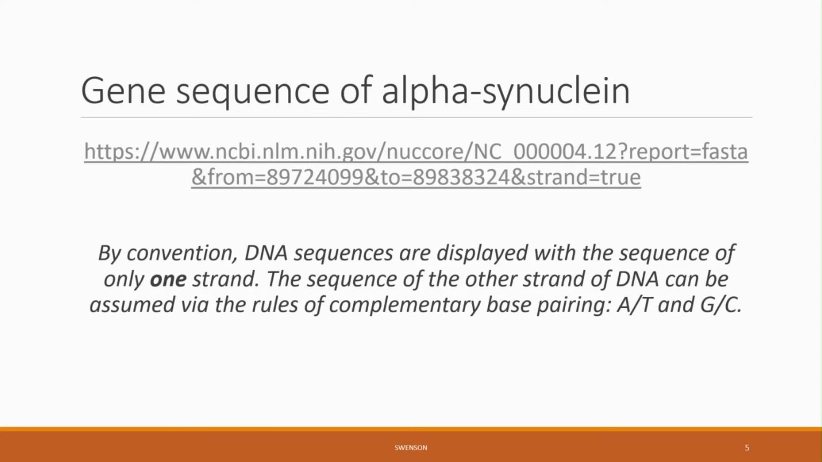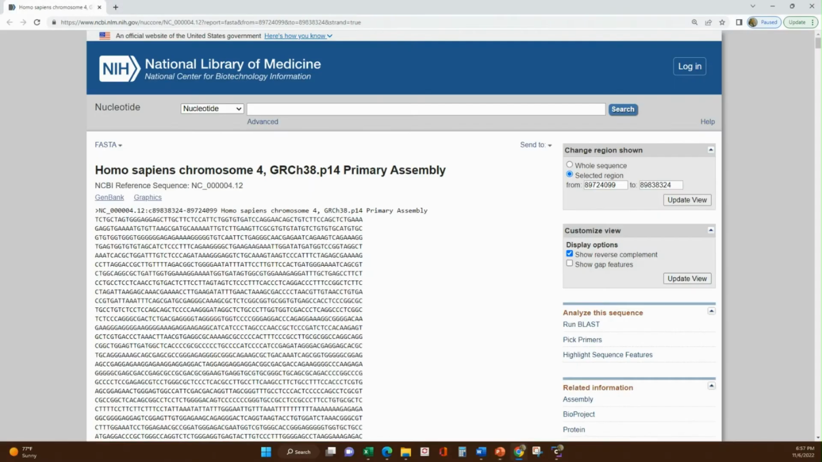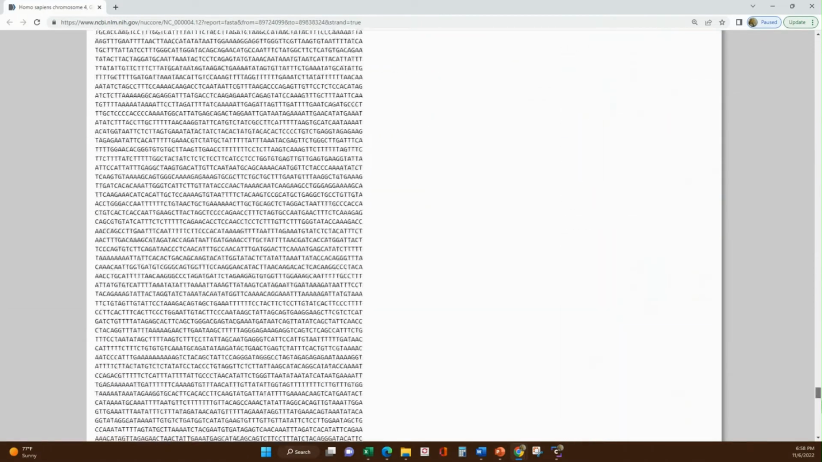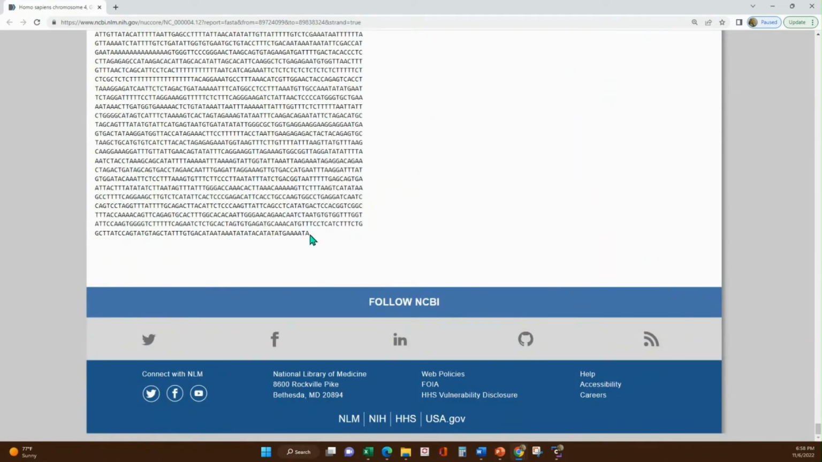Just as you were required to do in the last chapter, the conventional method is to write one of the strands out, starting with the first 5' nucleotide to the last 3' nucleotide. And that's exactly what you'll see here. This is the very beginning, the 5' end of the template strand, all the way to the end.